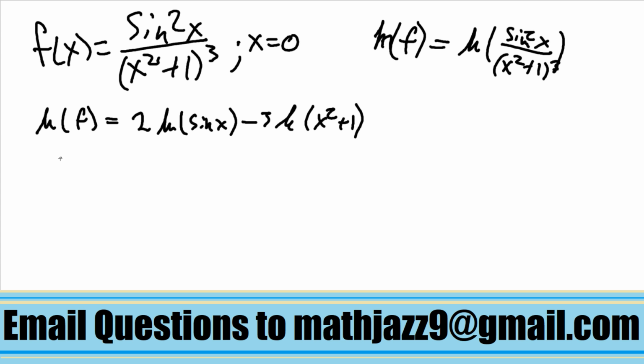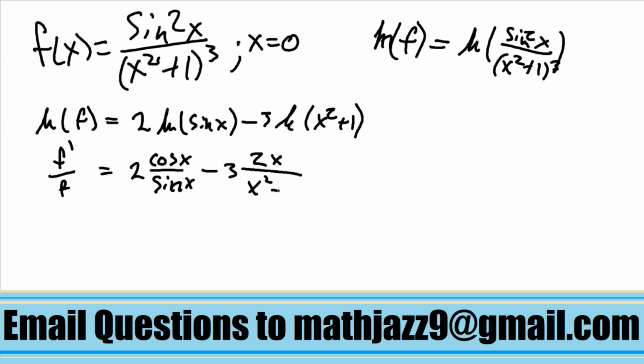After this, I'm going to take the derivative. The derivative of the natural log of f is f prime over f. The derivative of this side is going to be 2 times the derivative of, sorry, the derivative of sine is cosine. Cosine x on top, sine x on the bottom. And then minus 3 times the derivative of this, which is 2x on the top and x squared plus 1 on the bottom.